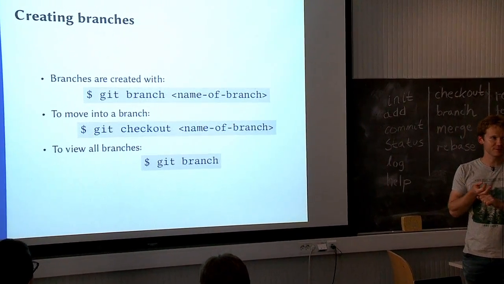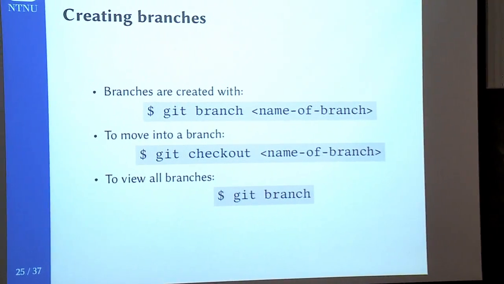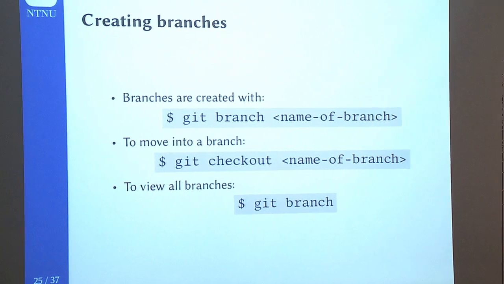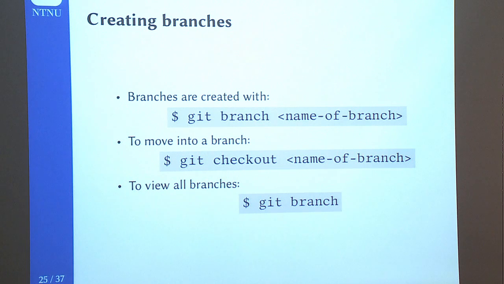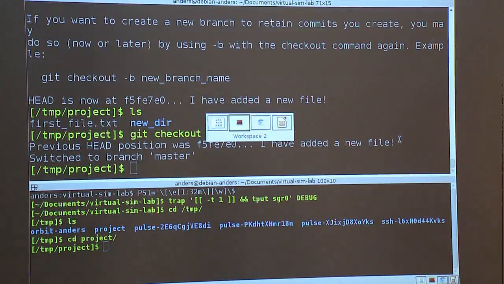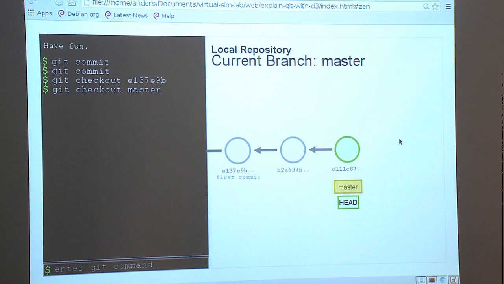So to create them is actually very simple. It's just one command, git branch, and the name of the branch you want to create. And then we actually know how to move into that branch. That's just the checkout command again. Checkout is sort of our magic command for moving around. So I think I'll try to show you this with this visual tool, what it looks like.